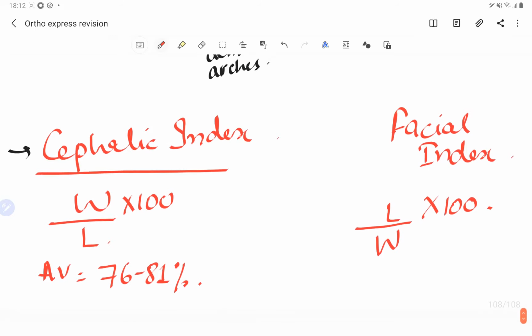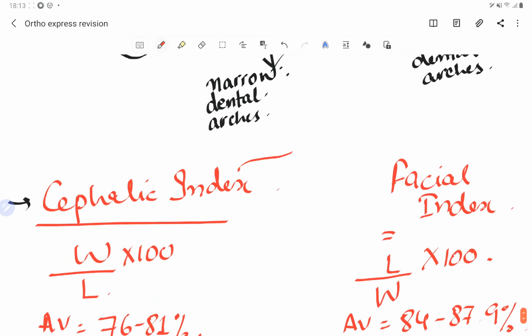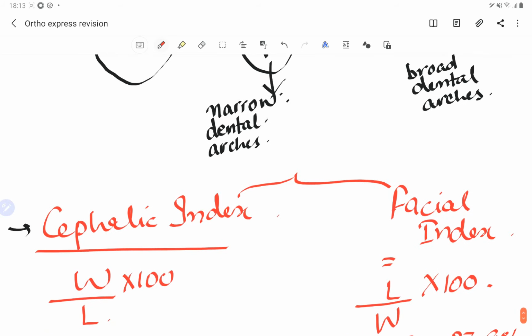On the other hand, the facial index is the length of the face divided by the width. The width is taken from the zygoma to the zygoma, so that is the bizygomatic width we are talking about here. So the facial index is the length of the face divided by the bizygomatic width into 100. The average value for the facial index is 84 to 87.9%. Both the facial and cephalic index were given by two persons, Martin and Saller.